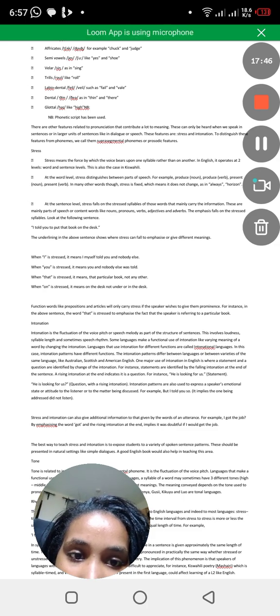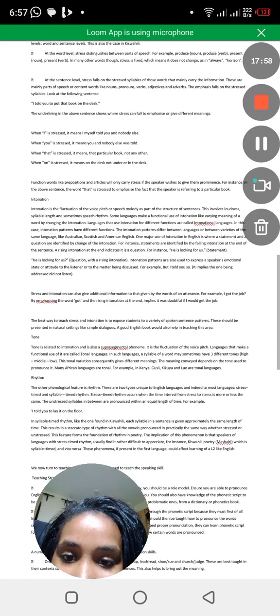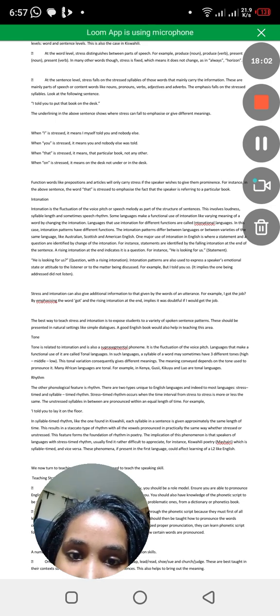There are two types unique to the English language and indeed to most languages: stress-timed and syllable-timed rhythm. Stress-timed rhythm occurs when the time interval from stress to stress is more or less the same. The unstressed syllables in between the stresses are said within an equal length of time. For example, I told you to lay it on the floor.